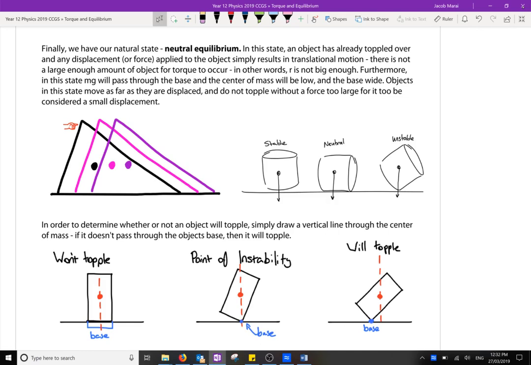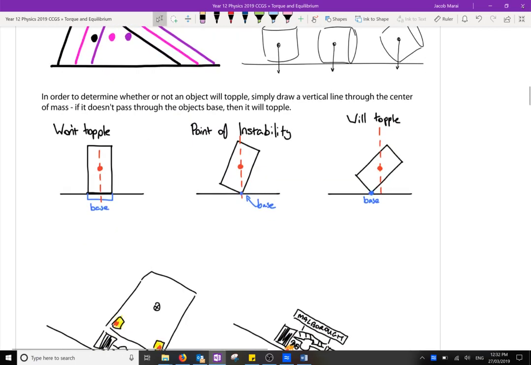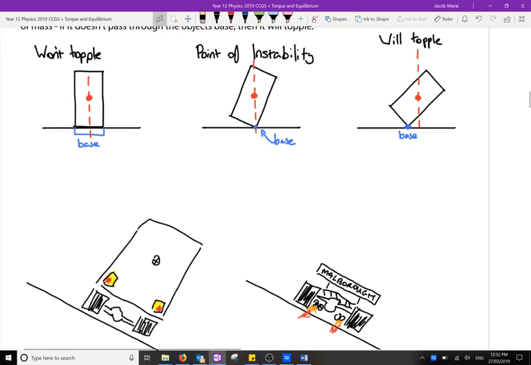A cylinder is a nice example because you can orientate a cylinder in 3 different ways. Stable, obviously, the weight is inside the base. Unstable, the tiniest movement sideways would make the weight fall outside of the base. Or neutral, where if I give it a push, it'll start rolling. Okay? And you can do the same with conical shapes as well. So again, down here, won't topple, point of instability, will topple.